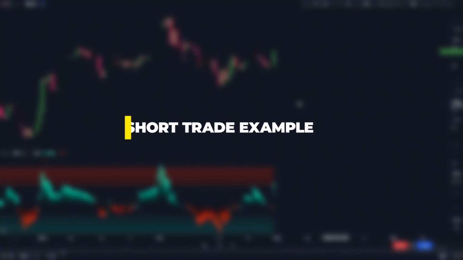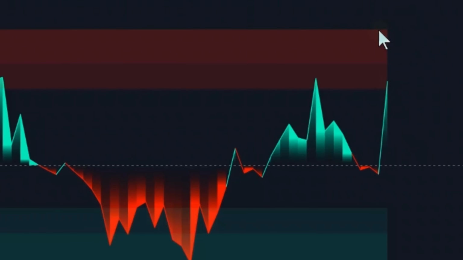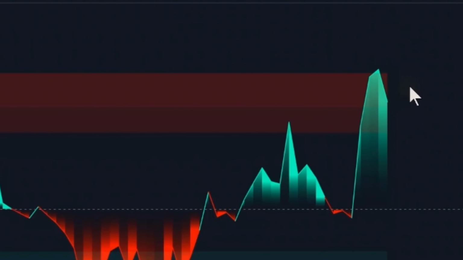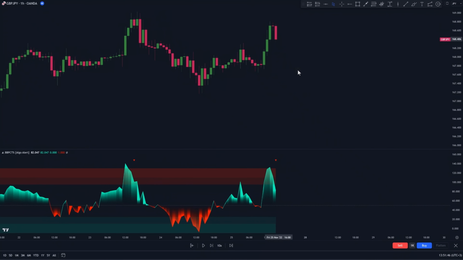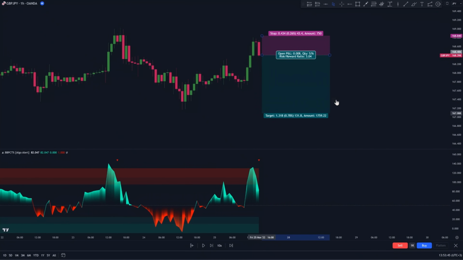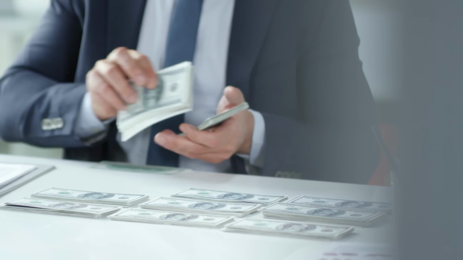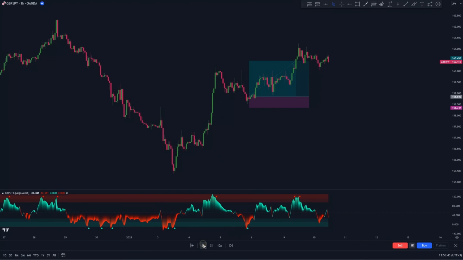For short trades, we're just going to do the opposite. We're going to wait for this trend wave to break above the upper band. After that, we're going to wait for a red downward arrow to be printed. This indicates the possibility of a trend reversal to the downside. While these trades were super profitable, this indicator produces lots of false signals when the market is ranging.